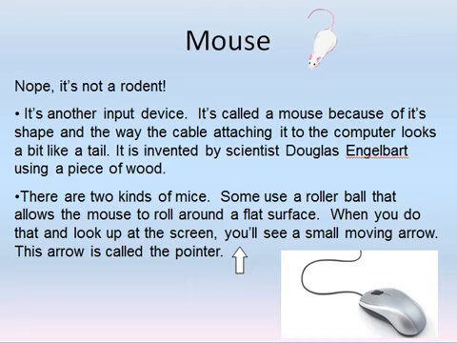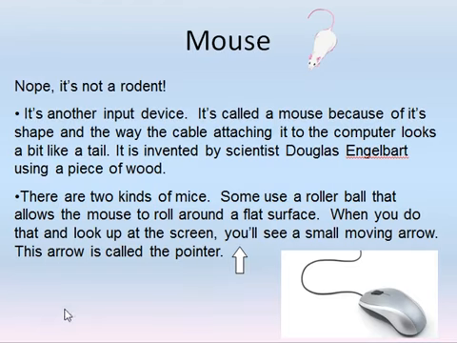Next, let us understand a mouse. No, it is not a rodent mouse. It is another input device. It is called a mouse because of its shape and the way the cable is attached to it to the computer. Nowadays, we have wireless mouse also. It was invented by Douglas Engelbart using a piece of wood. There are two kinds of mice.